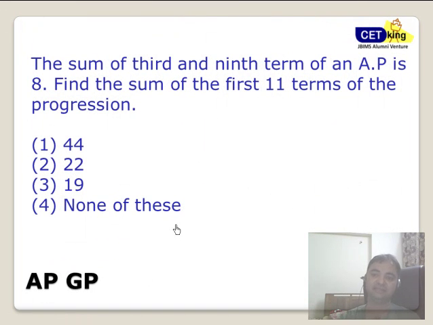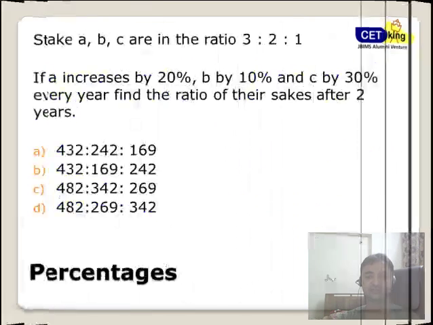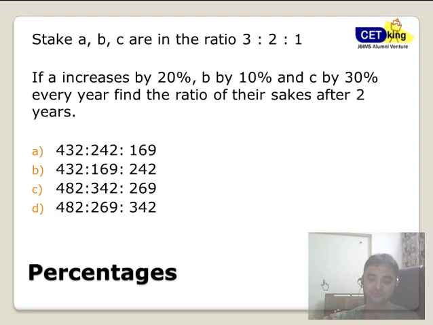Fine. If the sum of the third and ninth term of an AP is given, find the sum of 11 terms. Again, these are all questions you have seen. Trust me, if you pick up any book, you will see this question.